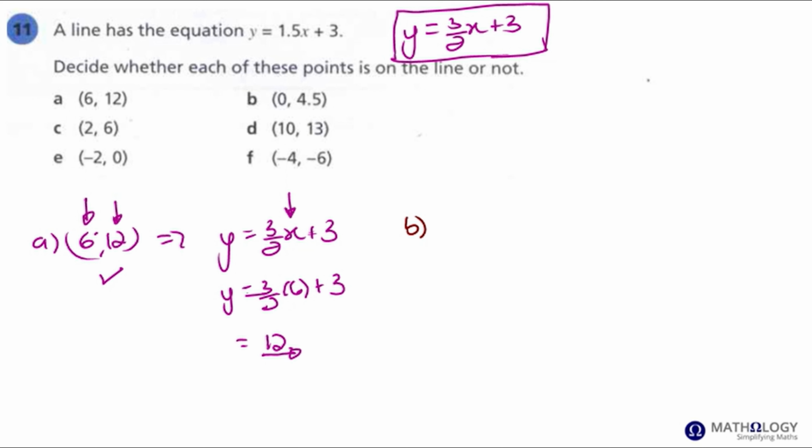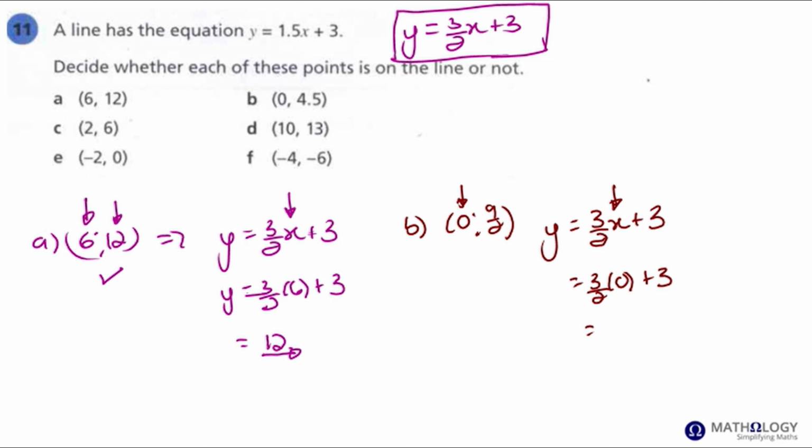Next example, and we're not going to use 4.5 here, we're going to use 9 over 2. So y equals 3 over 2 x plus 3. Using decimals is just going to encourage you to use a calculator, and that's what we're trying to get away from, right? We're not using calculators for simple calculations like these. So substituting x equals 0 into the function, we'll get 3 over 2 times 0 plus 3. 0 plus 3 is 3. The fact that we get 3 here, but the y coordinate is 9 over 2, that means that this point does not lie on the line y equals 3 over 2 x plus 3. And that's what you're going to be doing for the rest of the exercise.